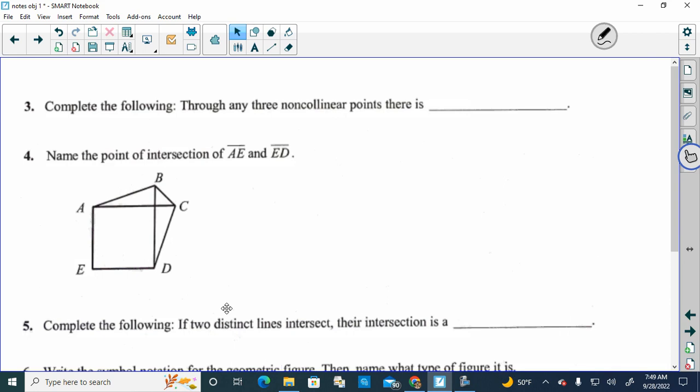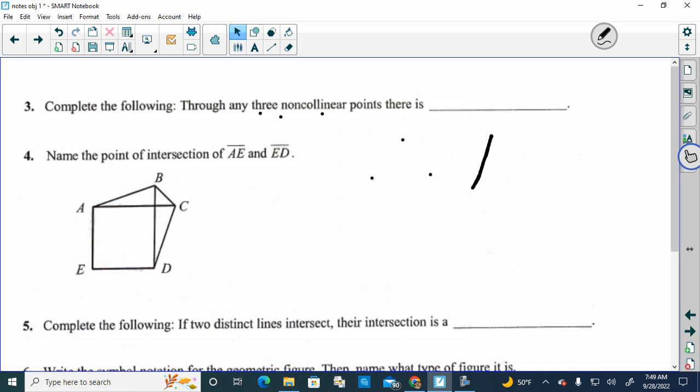Okay, complete the following. So it says through any 3 non-collinear points. Okay, so that would look like this. Okay, because they're not on the same line together. So through any 3 non-collinear points, there is, and you can't say 1 line or 2 lines. By definition, we had a vocab word that talked about there being 3 non-collinear points. Okay, and that was a plane.